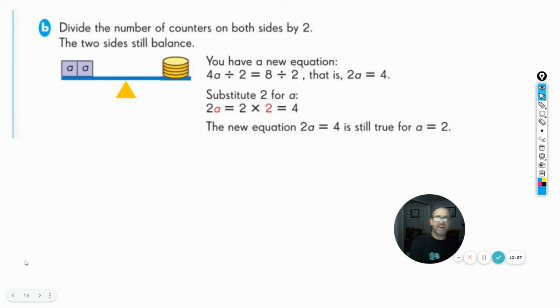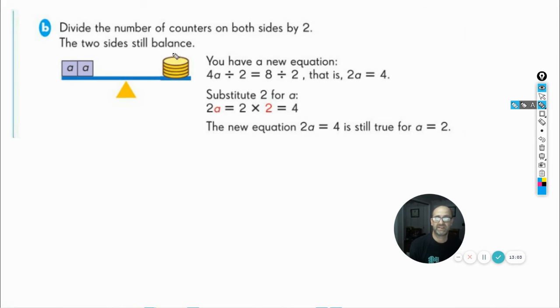You can also divide each side. We originally had 4, we divided by 2, and now we've got 2a. And you have the 8, you divide it by 2, and you get 4. So 2a equals 4. 2 times what is 4? A still equals 2.